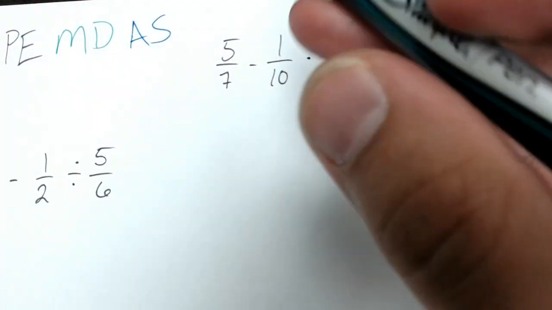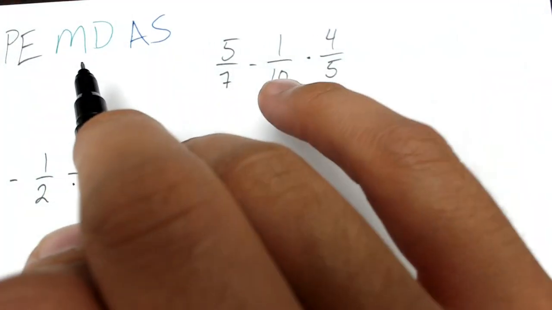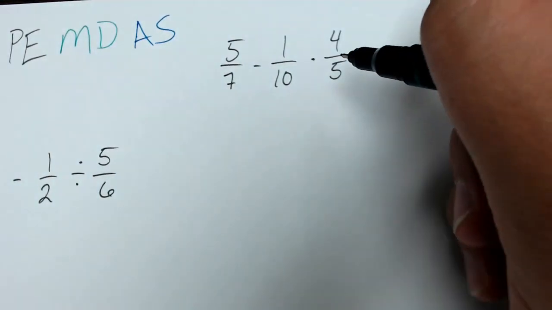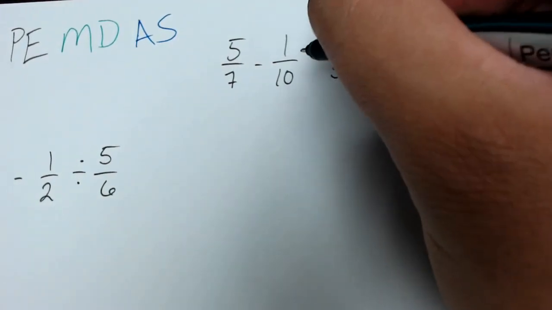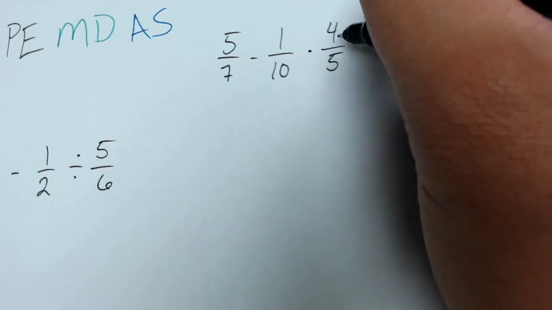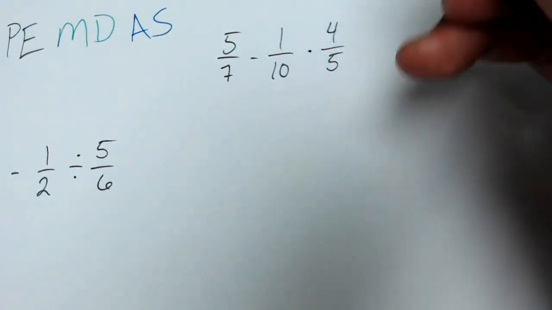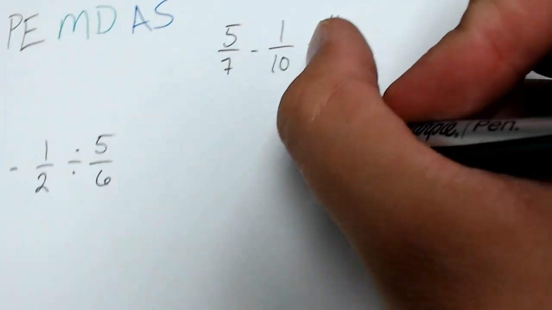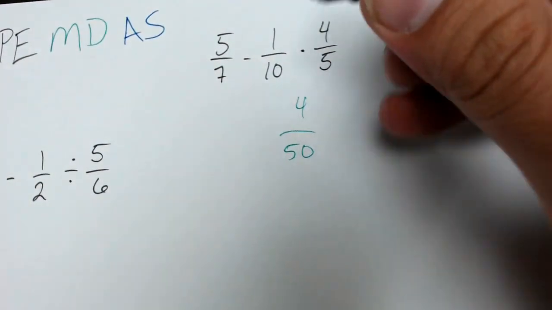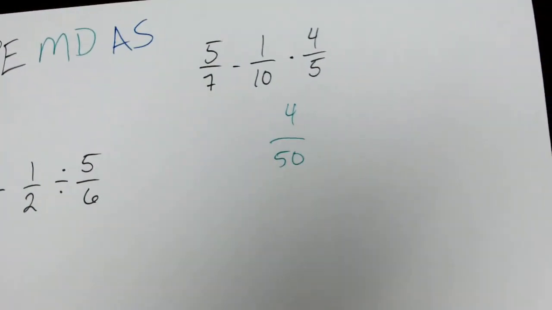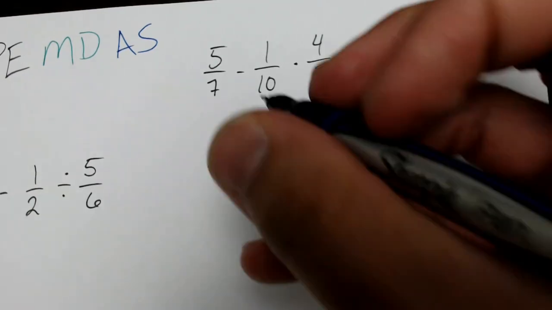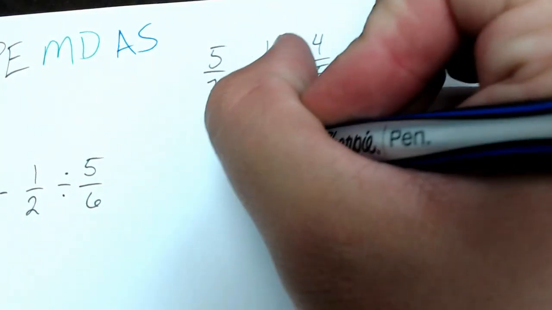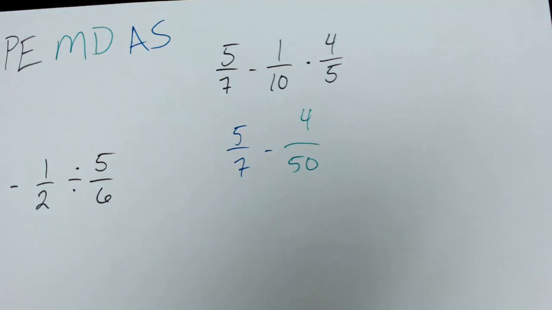There are no parentheses or exponents, but we do have to deal with multiplication and division. So let's multiply first, which means I'm going to multiply 1/10 and 4/5 first. 1 times 4 gives me 4. 10 times 5 gives me 50. So I have 4 over 50, and then I can deal with the addition and subtraction, which is 5/7 minus 4 over 50.